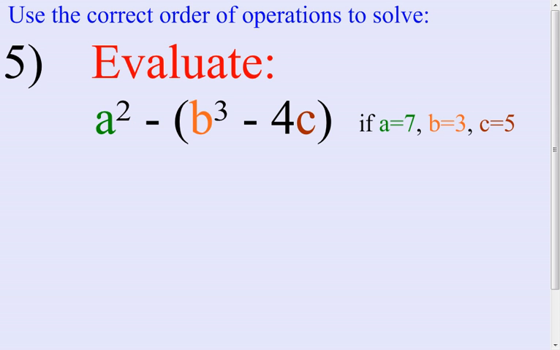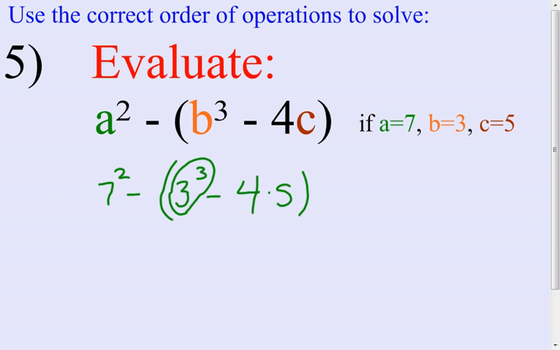All right, now here's a problem where we're actually going to plug some numbers in. So I'm telling you to plug 7 in for A, so I will go 7 squared. 3 in for B, so 3 cubed, minus 4 times 5, which is C. Okay, now, what this is saying is you have to do what's in the parentheses first. So as I'm working in the parentheses then, I have to do my exponents first.